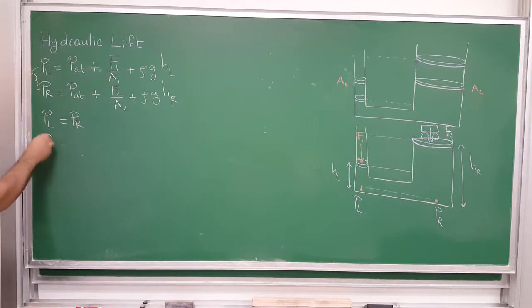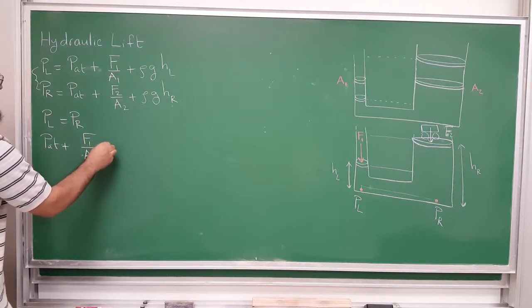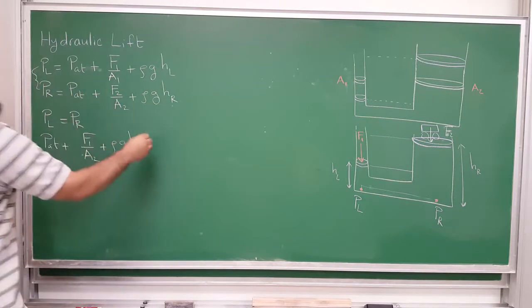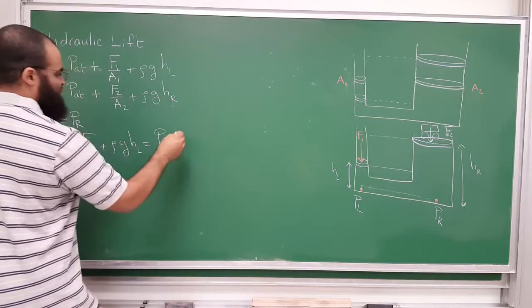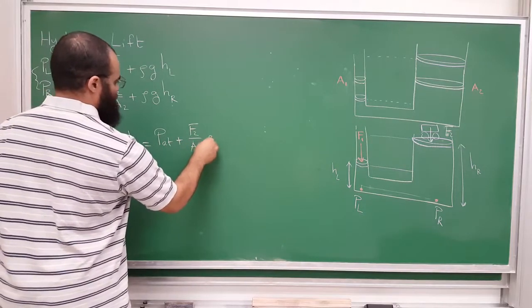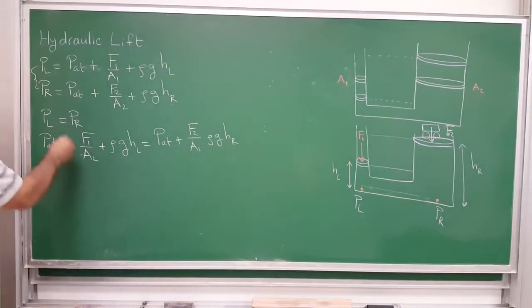Pressure from the left is P atmospheric plus F1 over A1, and then plus rho g h from the left, equals this: P atmospheric plus F2 over area 2 plus rho g h from the right. Notice the atmospheric pressure simply cancels. It's on both sides, so it cancels.